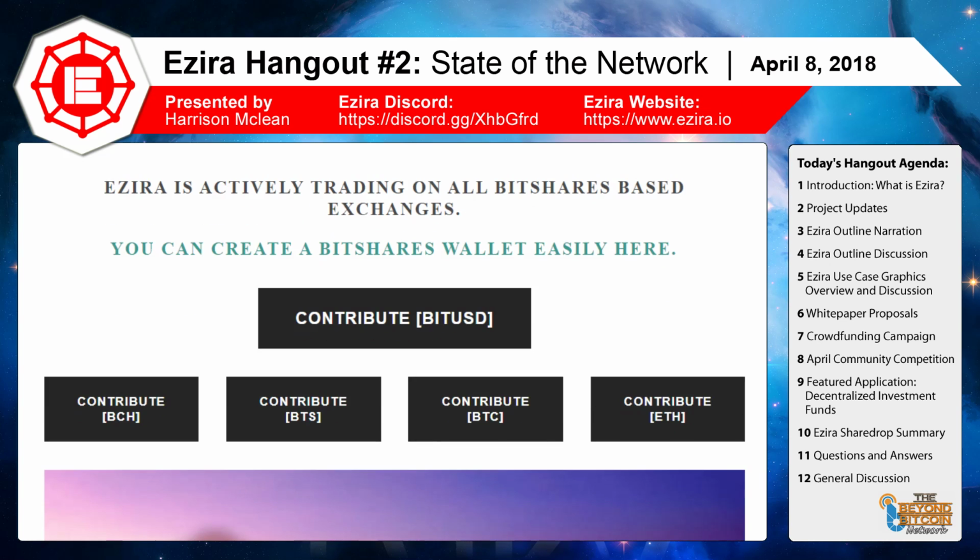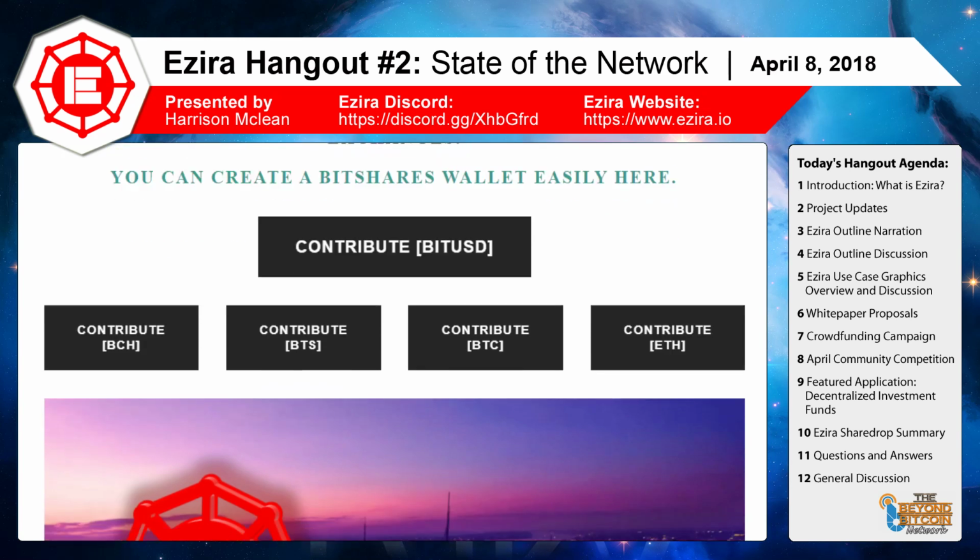So the first 5 buttons are linked to the market pairs between Ezira and the 5 contribution assets for this level of the funding round, which is the preliminary ICO. So through here we have the Ezira crowdfunding guide. It's very easy to create a BitShares account.